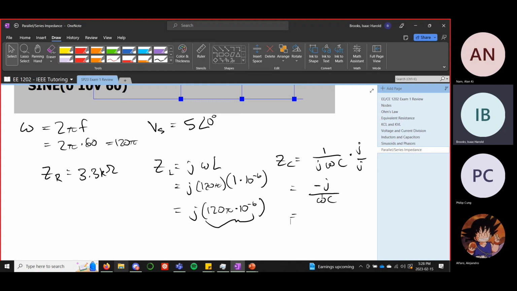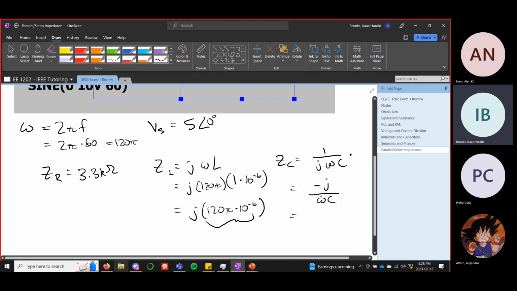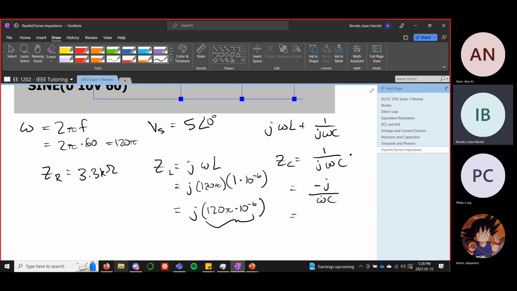You will get the right answer. It's all equivalent. It's just sometimes if you need to add these two quantities together, j omega L plus 1 over j omega C, you first need to make sure that the j's are both on the top. But we'll see if we need to add them or not first.